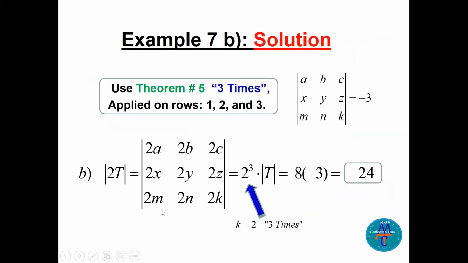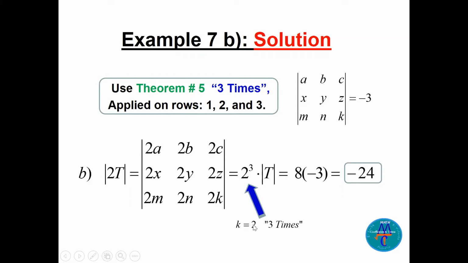Now, if you look, this is more tricky. B part, more tricky. The determinant of 2t. We know the t is the square matrix, so I multiply each element by 2 inside. Then I take the determinant, remember. So this means that I multiplied row 1 by 2, row 2 by 2, row 3 by 2. So there are 3 times. So I have used theorem number 5 3 times, applied on row 1, row 2, and row 3. So this is like 2 cubed.